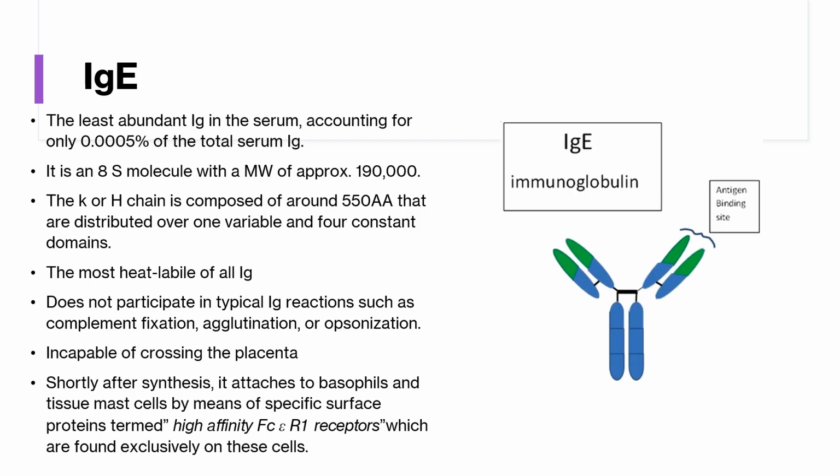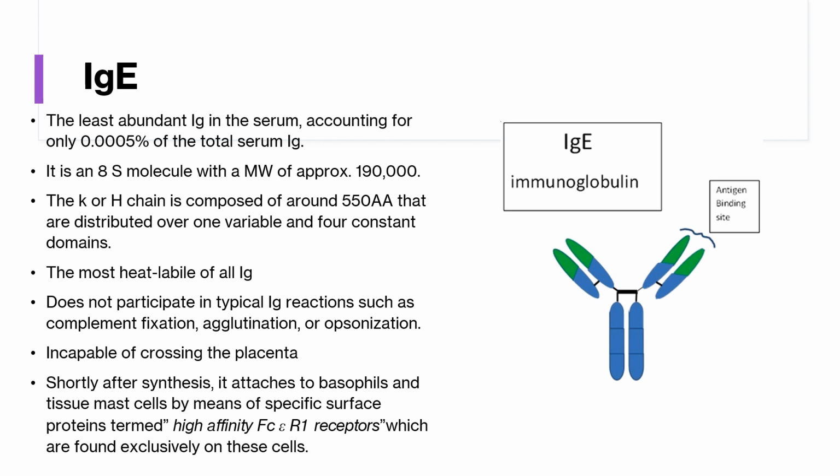And the last one is the IgE. So it is the least abundant immunoglobulin in the serum, accounting for only 0.0005% of total serum immunoglobulin. IgE is an 8S or Svedberg unit molecule with a molecular weight of approximately 190,000.